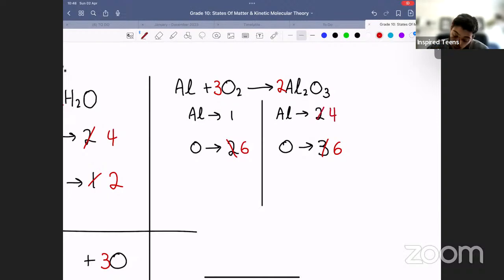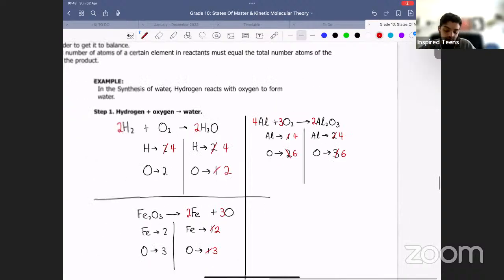And that's easy now, because aluminium is on its own on the left-hand side. I can easily multiply it by 4, and that changes to 4. So you must always be aware of the ones that are alone, because then you can leave that for last and sort it out at the end. Because it's alone, you can multiply it by whatever you want. But yeah, that's how we do this one.